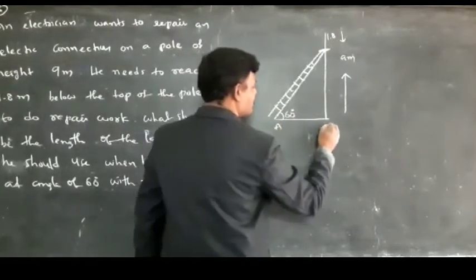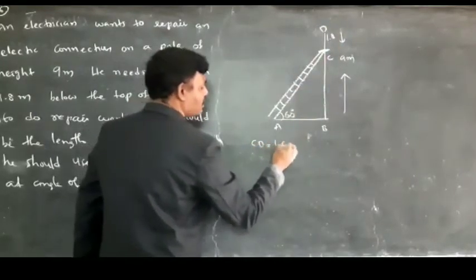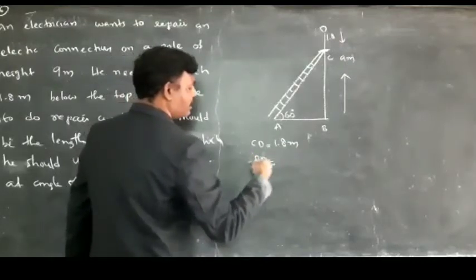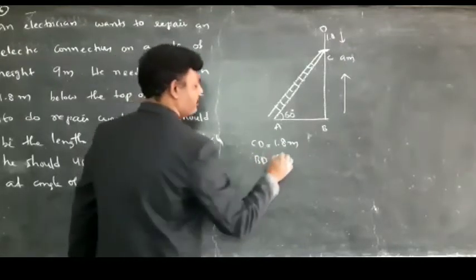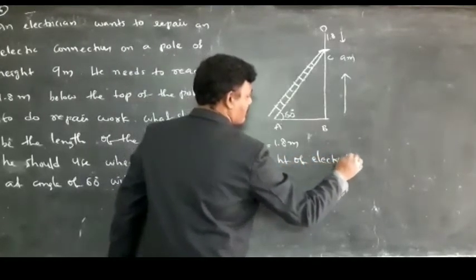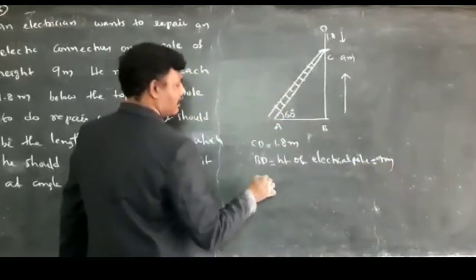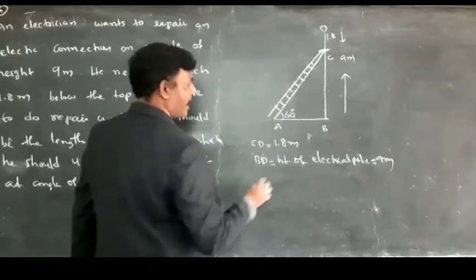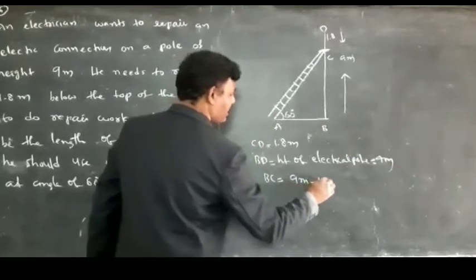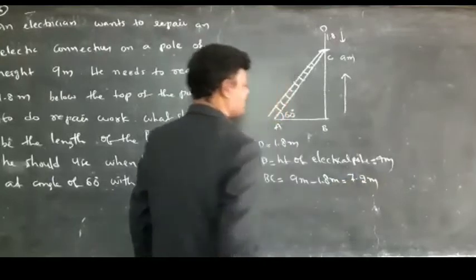This is A and this is B and this is C and this is D. What about the CD? CD is equal to 1.8 meters. Then what is the BD? BD is nothing but the height of the electrical pole, which is equal to 9 meters. I don't know the length of AB. And what about the BC? The BC is nothing but 9 meters minus 1.8 meters, which is equal to 7.2 meters.